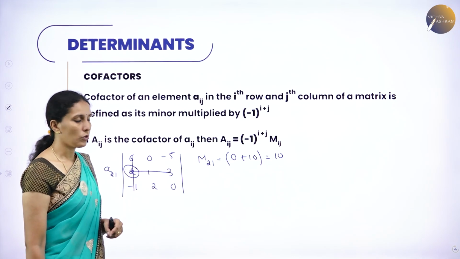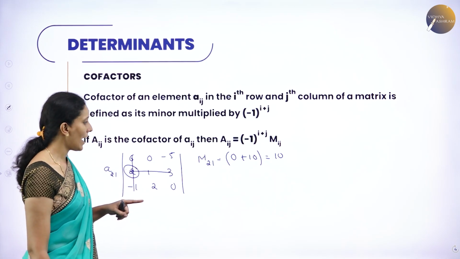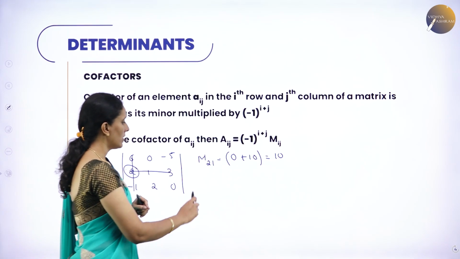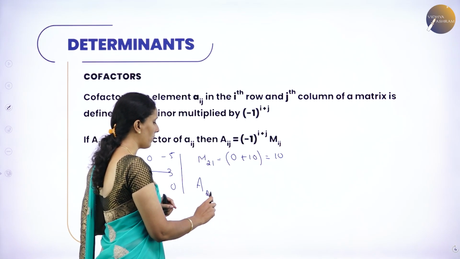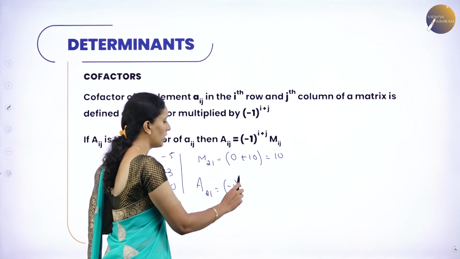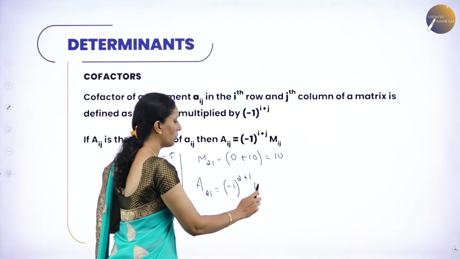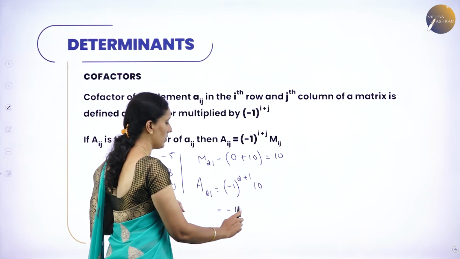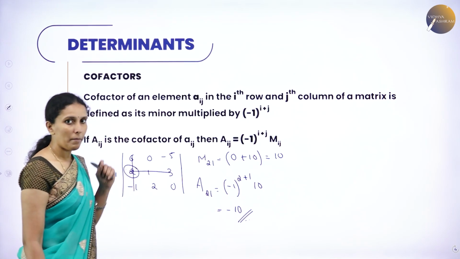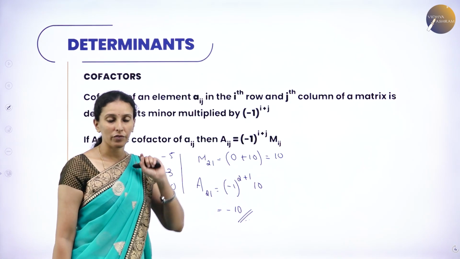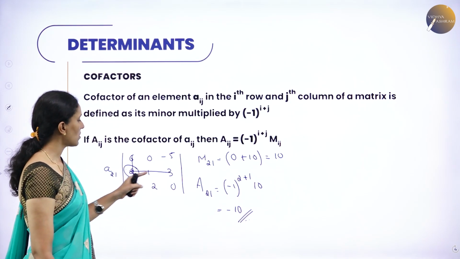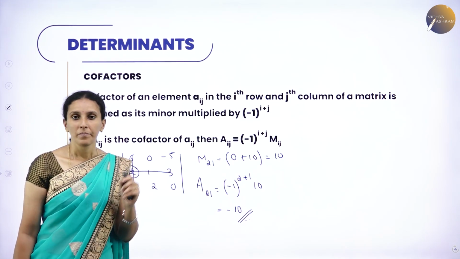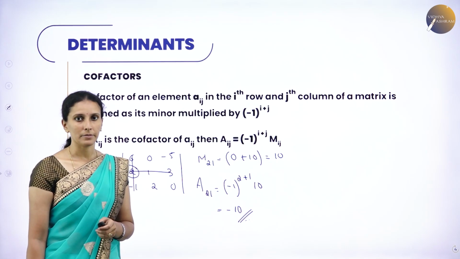So the minor is M21. But what is Aij? Aij depends on the sign of i and j. Since this is 2 plus 1, the cofactor A21 is equal to minus 1 to the power 2 plus 1 into 10. Minus 1 whole cube is minus 1, minus 1 into 10 is minus 10. So for the minor, a particular sign is assigned to find the cofactor. This is how we find the cofactor of a particular element as well as the minors of a particular element.